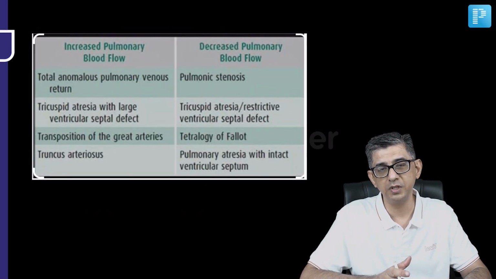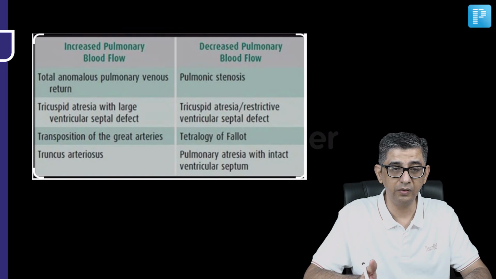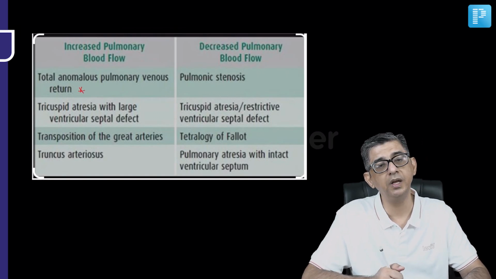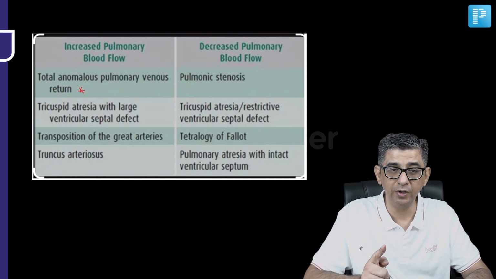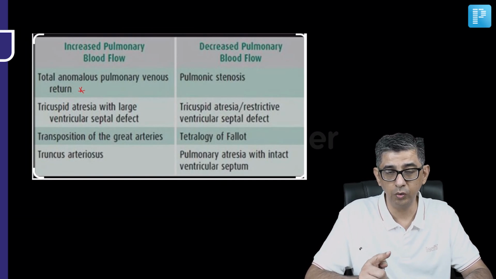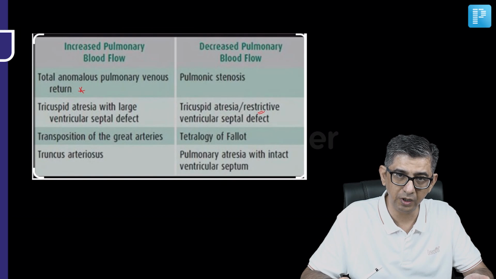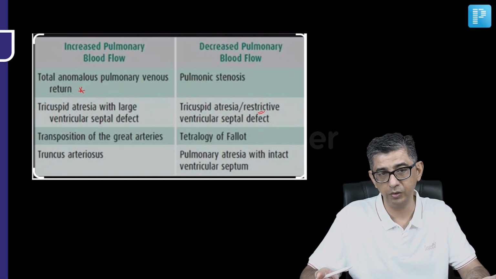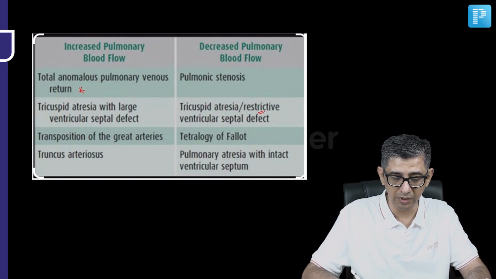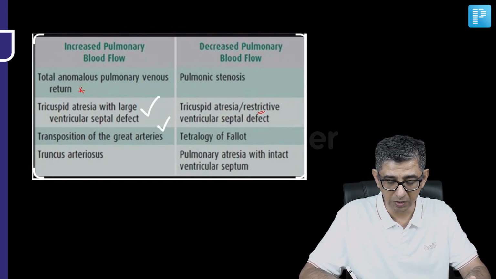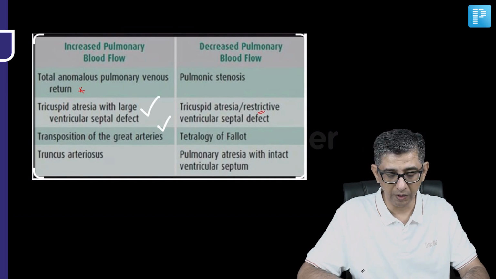Let's just quickly revise the ones which they love to ask in the exam. Where you would have increased pulmonary blood flow is, one, TAPVC. Then it could be tricuspid atresia with a large VSD. Now look at the differences. If you say tricuspid atresia with a restrictive VSD, then the moment you read the word restrictive VSD, it's limiting the amount of blood supply into the lungs. But if there is a large VSD present in a patient, that would make it increased pulmonary blood flow. Then TGA is the standard example of it, and so is truncus arteriosus.